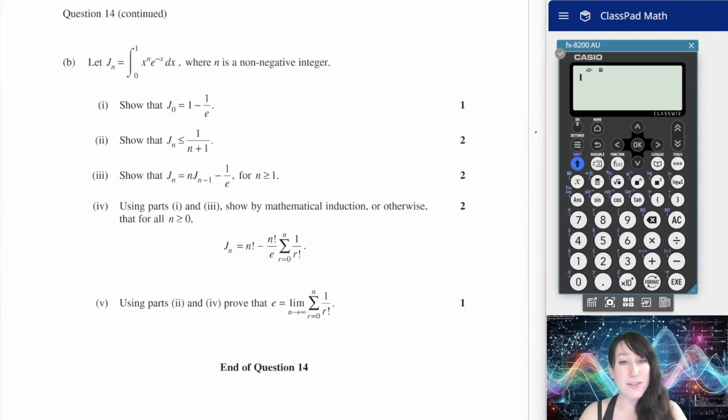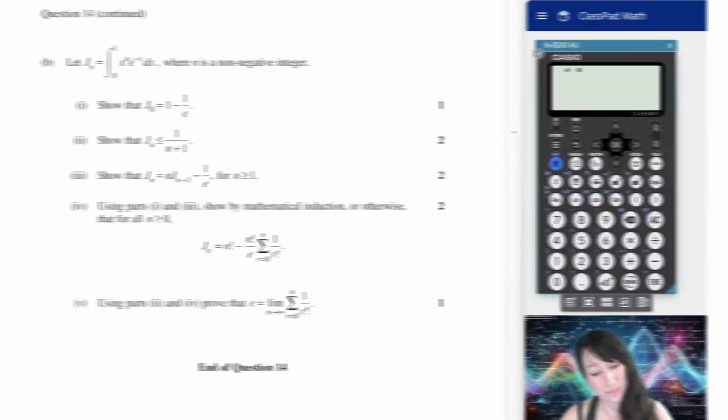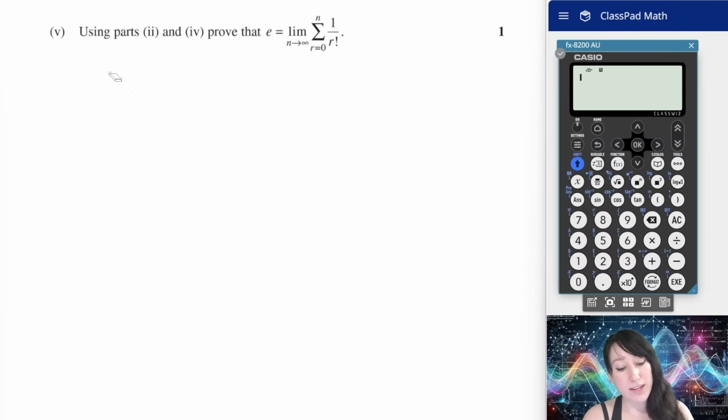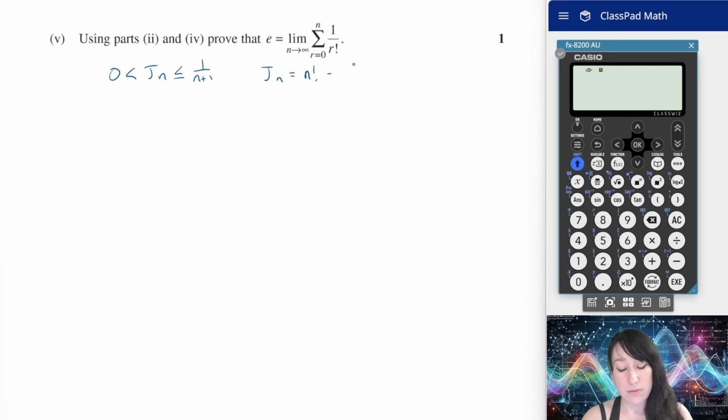Part 5. Using parts 2 and 4, prove that e is equal to the limit, as n goes to infinity, of the sum from r equals 0 to n of 1 over r factorial. So part 2 gave us an inequality that Jn was less than or equal to 1 over n plus 1. It was also above 0. And part 4 gave us that Jn is n factorial minus n factorial over e times the sum from r equals 0 to n of 1 over r factorial. So let's put that expression into the inequality.